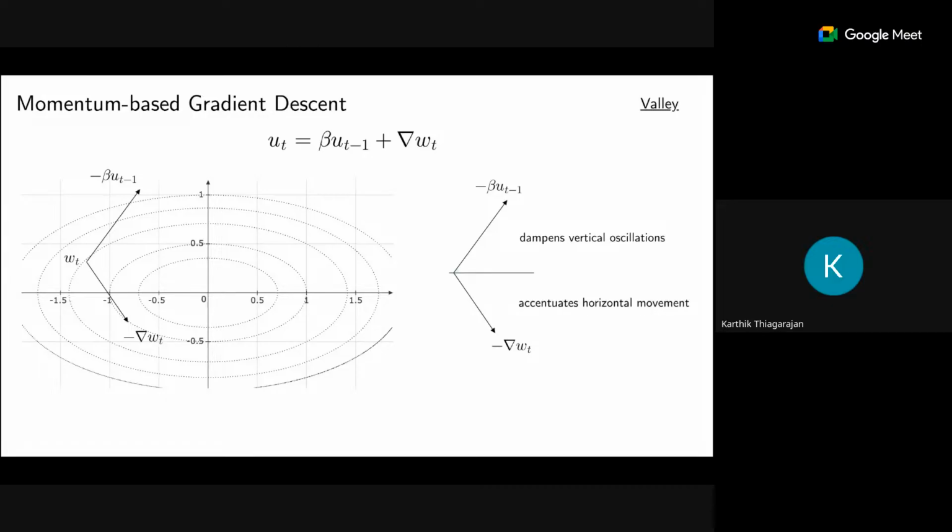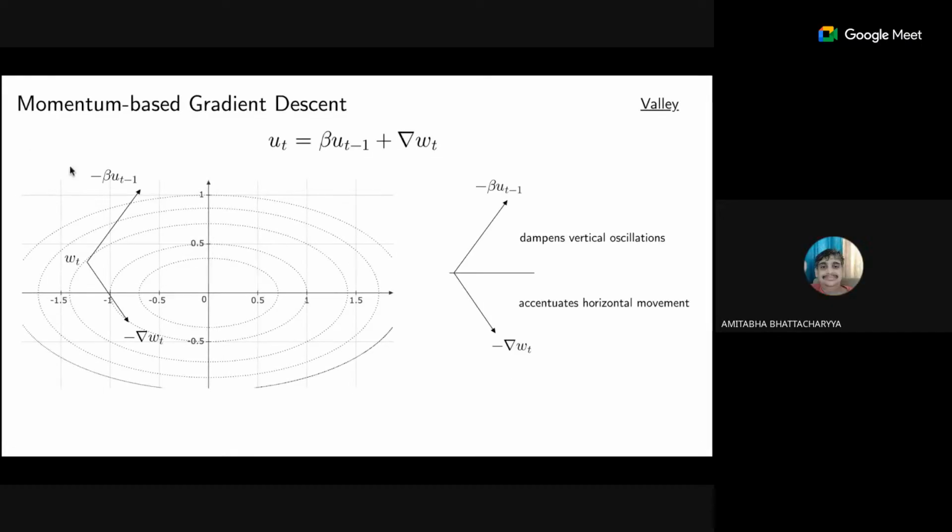There is a component in this direction, a vertical component, that's going to get cancelled with a vertical component in this direction. Okay, not completely cancelled out, but it will be dampened. So the oscillations in the vertical direction are going to get dampened, and the components in the horizontal direction will get amplified. So that will accentuate the horizontal movement, which is what you desired, right? So you wanted this oscillation to come down and this movement to increase. That's what momentum will do in the case of valleys.